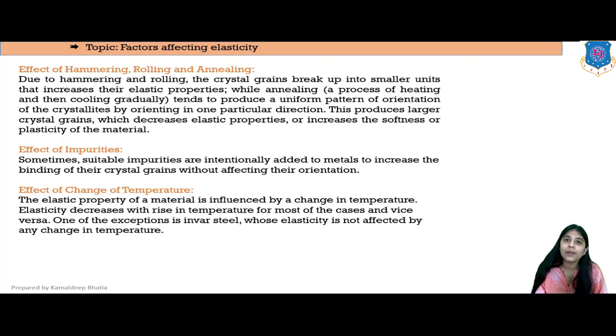These impurities either enhance or impair the metals, as they themselves are more elastic or plastic than the metal concerned. Now the next factor is the effect of change of temperature. Elasticity is greatly influenced by the change in temperature. Usually, in most cases, elasticity decreases with a rise in temperature, and vice versa. One of the exceptions is invar steel, which is not affected by any change in temperature.